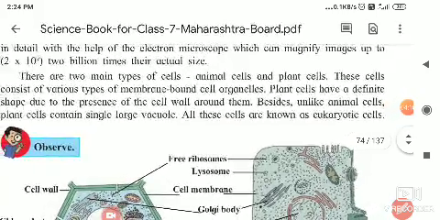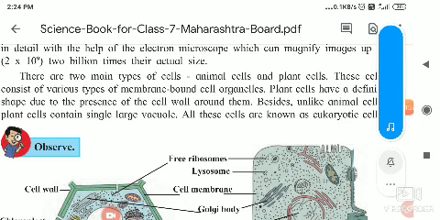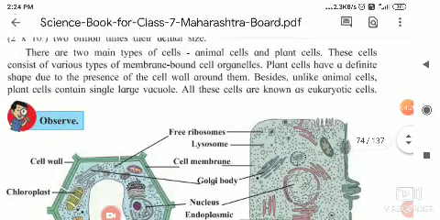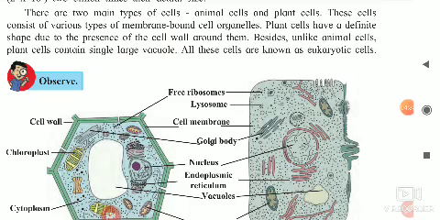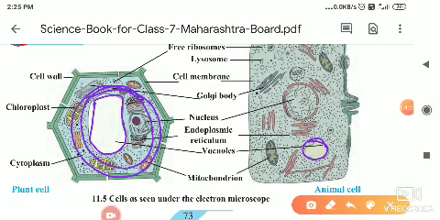Plant cells have a definite shape due to the presence of the cell wall around them. Besides, unlike the animal cell, the plant cell contains a single large vacuole. All these cells are known as eukaryotic cells, meaning the plant cell and animal cell both are eukaryotic cells. If you see here, this is a vacuole in the animal cell and this is the huge vacuole in the plant cell. Due to this vacuole in the plant cell, all the cell organelles move towards the outer side, towards the cell wall.